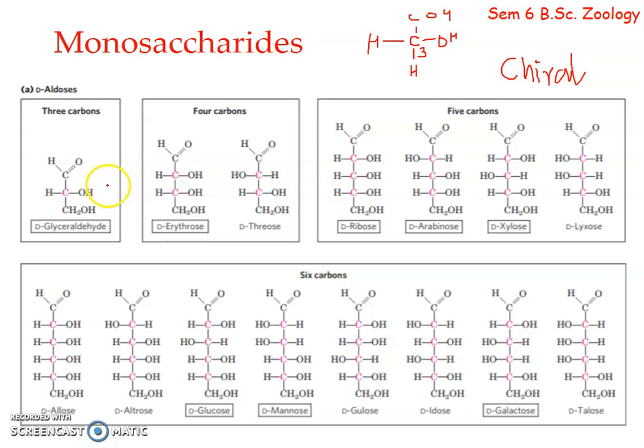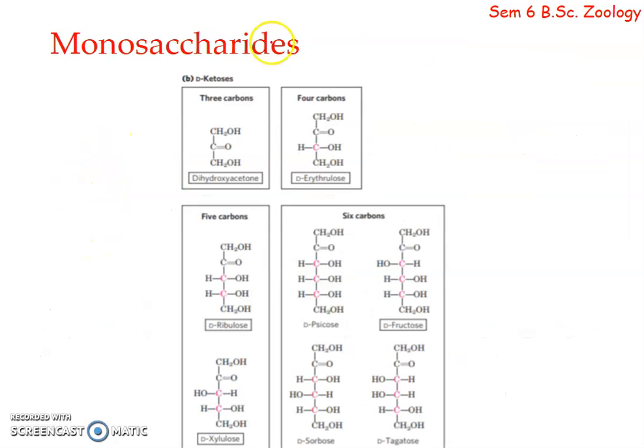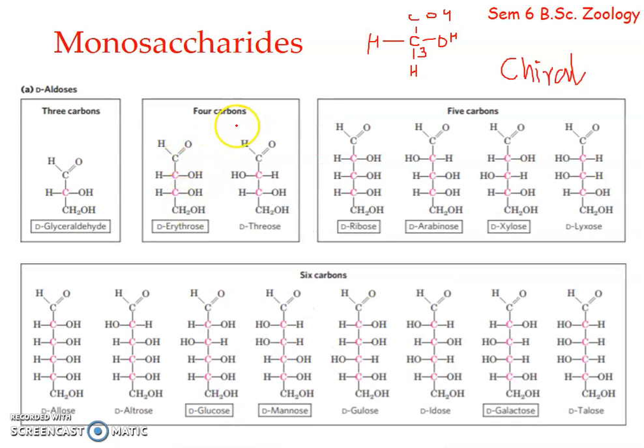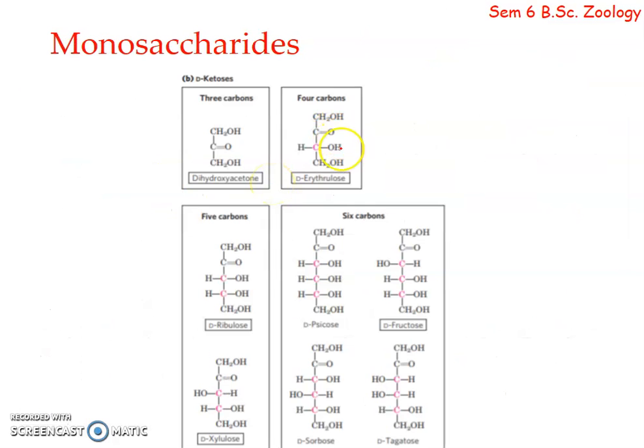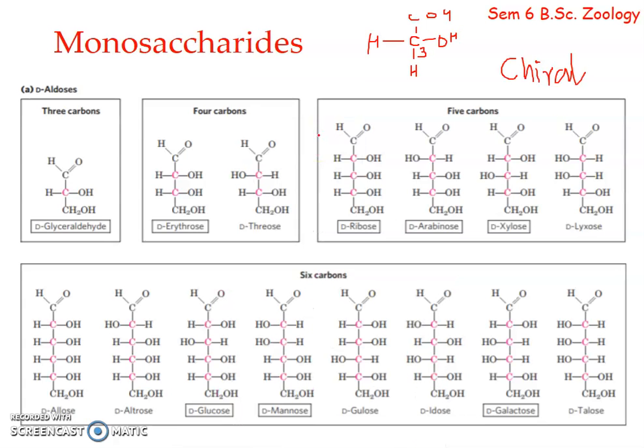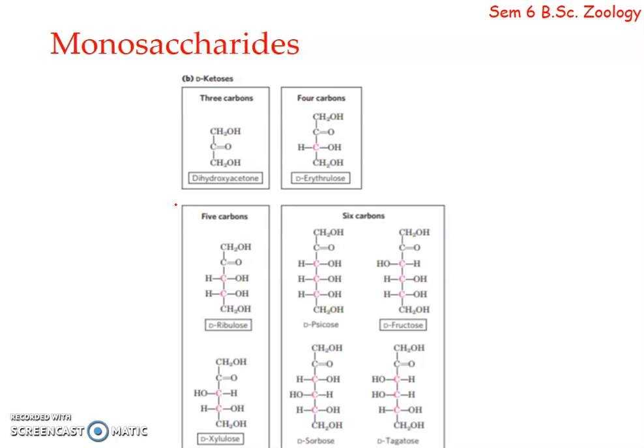You can see in triose we have only one, in glyceraldehyde specifically. What about this one? Ketoses, they don't have. Dihydroxyacetone doesn't have any chiral carbon. Okay, and here in 4 carbon atoms, 2 asymmetric. Here also 2, and here there's only 1. So you can see in aldohexoses, whatever be the number of asymmetric carbons, it is just 1 less in the case of the corresponding ketoses.